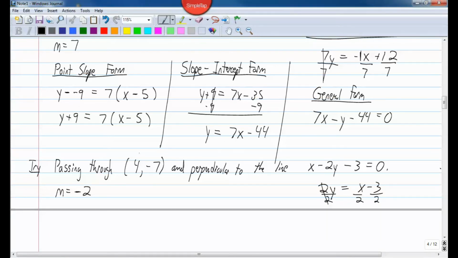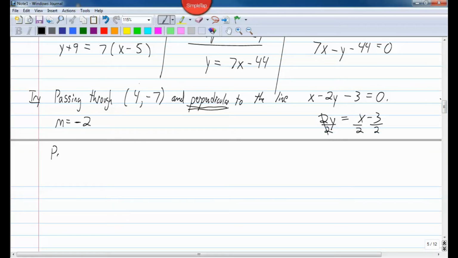So if we take the given equation that's in general form and we solve for y, then the slope of the given line is a positive 1/2, which means the slope of a perpendicular line would be -2, because you take the opposite sign and the reciprocal.